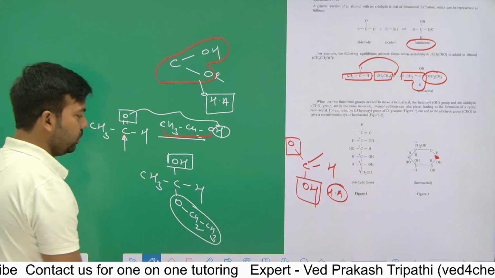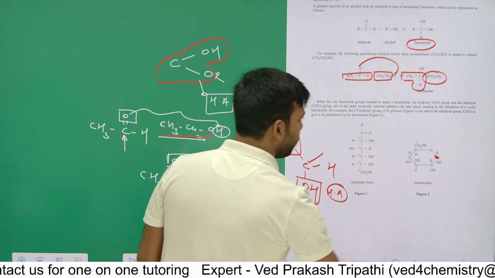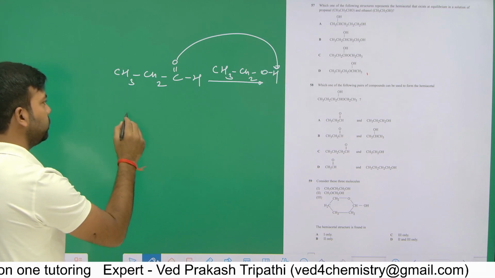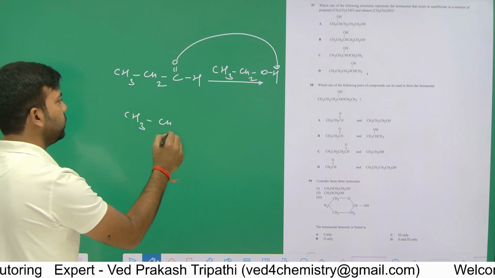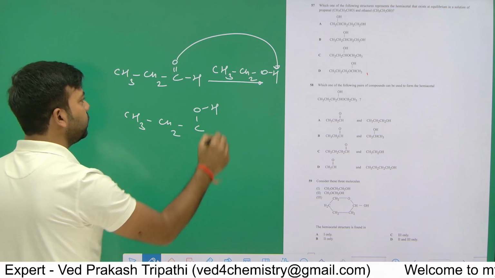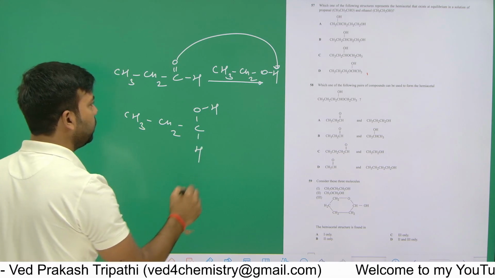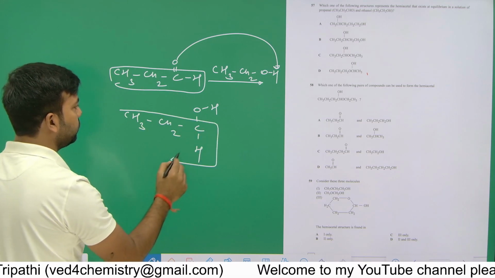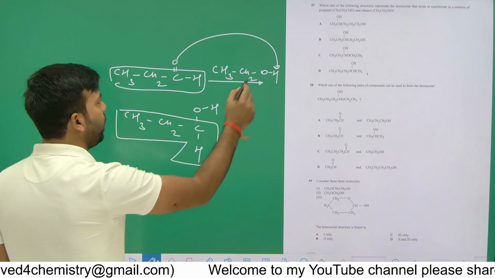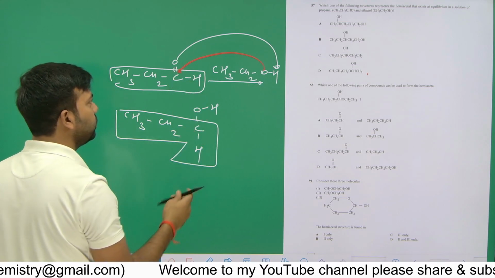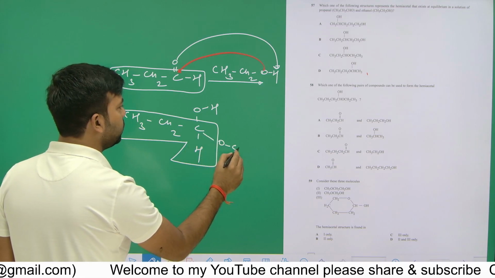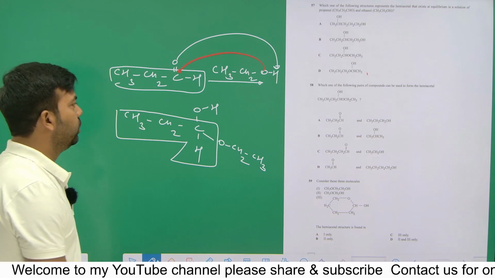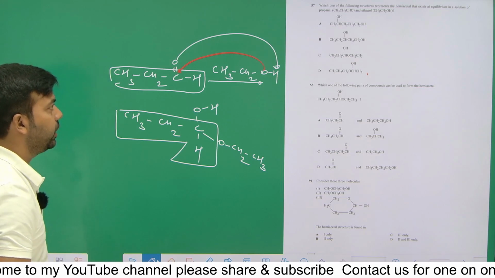Clear? So in the question, what will happen? This oxygen grabs this proton, so it becomes CH3CH2OH, and this is hydrogen, you know this. And the rest of the alcohol attacks this carbon, so it becomes oxygen and then CH2CH3, like this. Make sense? So how can we select the right choice?